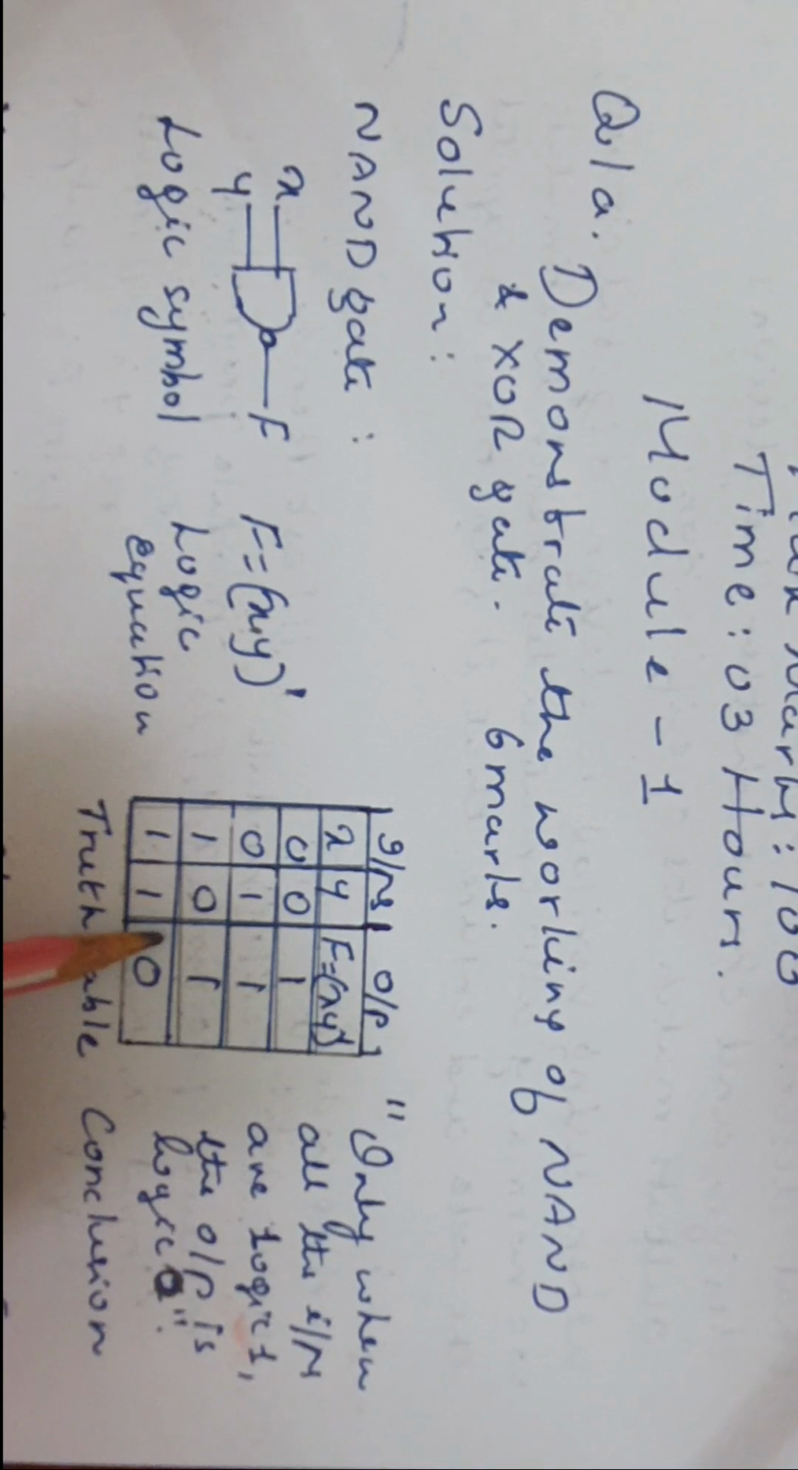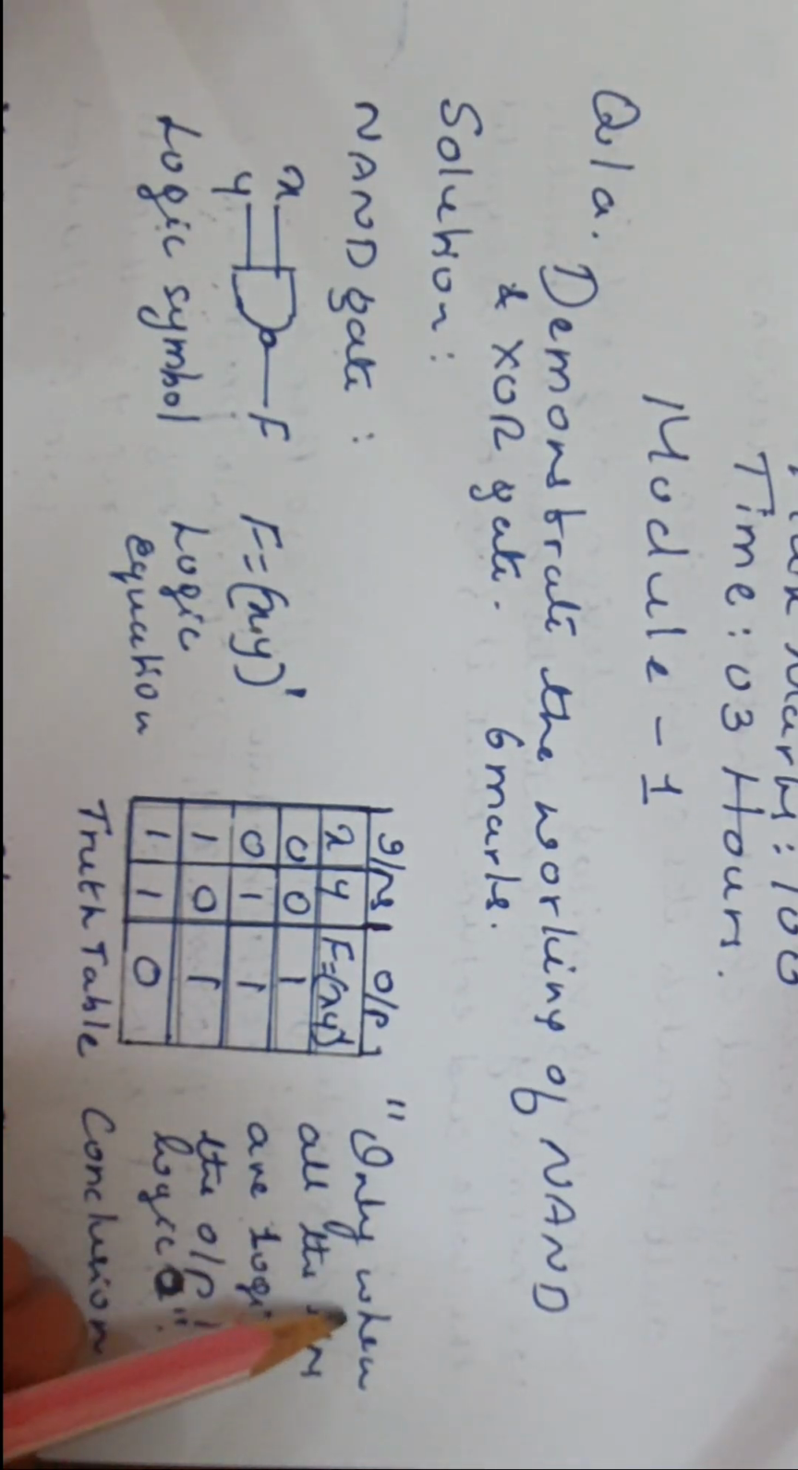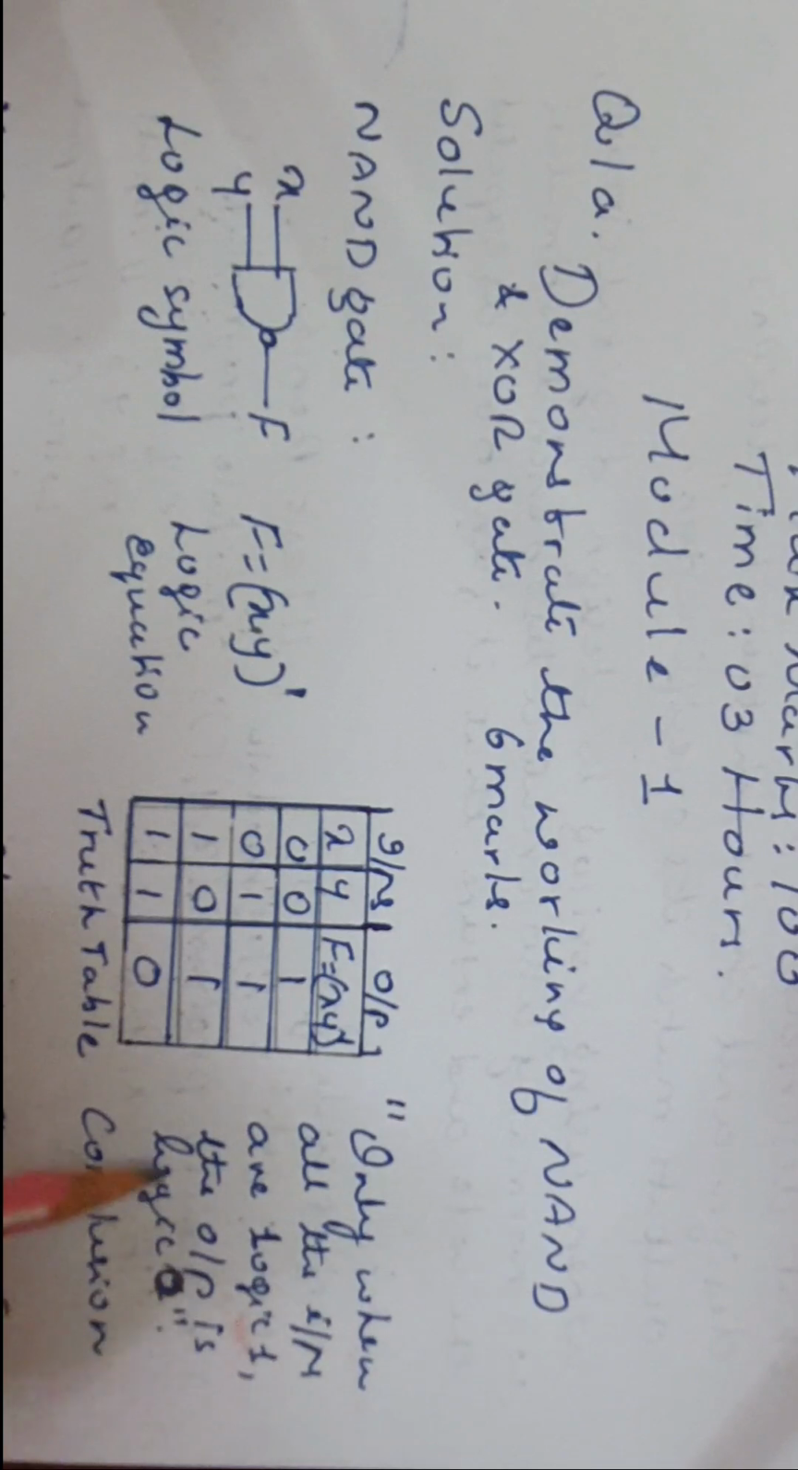So with this truth table, we can write the concluding statement for the behavior. Only when all the inputs are logic 1, the output is logic 0. Conversely, another statement also could be written: when any one of the inputs is logic 0, only then the output is logic 1. That also can be written. Okay, so this is for the 2 input NAND gate.